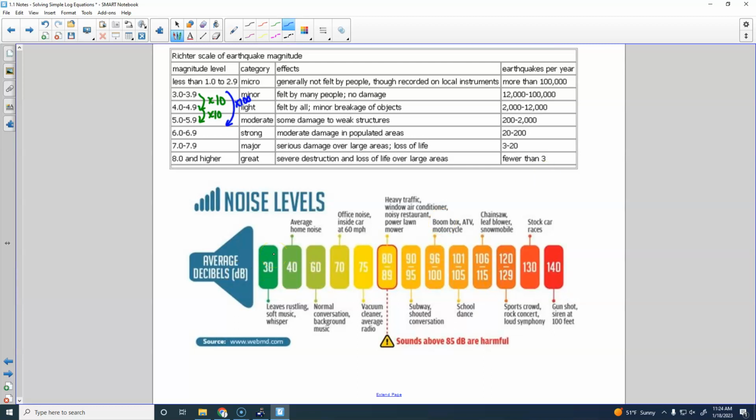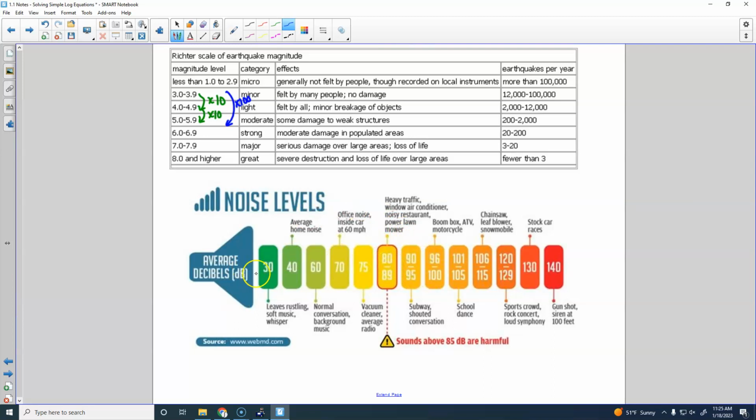But your decibel levels, now these do go up by 10, but you're adding 10 each time. And that's not what's happening in intensity. Your intensity is multiplying by 10. So whenever you're talking about 30, leaves rustling, soft music, whisper, this is really low. But whenever you get up here, you know, a 90, I think my watch goes off at 90 maybe.